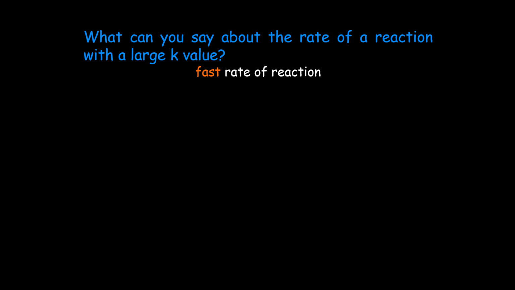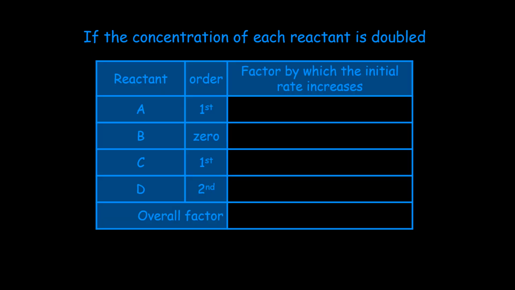It's got a fast rate of reaction. So we're doubling the concentration of A, which is first order, so we double the rate. We double the concentration of B, which is zero order, so we multiply by 1, and there's no effect on the rate. We double the concentration of C, which is first order, so we double the rate. And we double the concentration of D, which is second order, so it goes up by 4. So the overall increase in rate is going to be 4 times 2 times 1 times 2, which is 16.